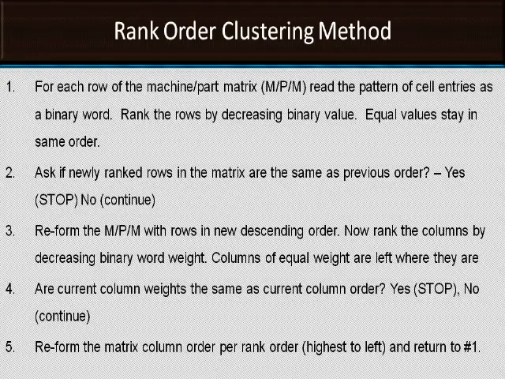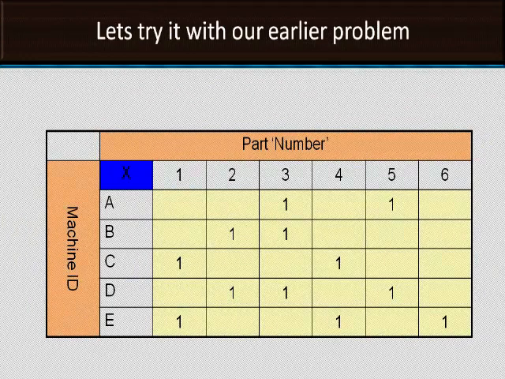Reform the machine part incidence matrix with rows in the new descending order. Now rank the columns by decreasing binary word weightage. Are the current column weights the same as the current column order? Yes, then stop. No, then continue. Then reform the matrix column order per rank order and return to step 1. That's how this works. I can explain this with a small example.